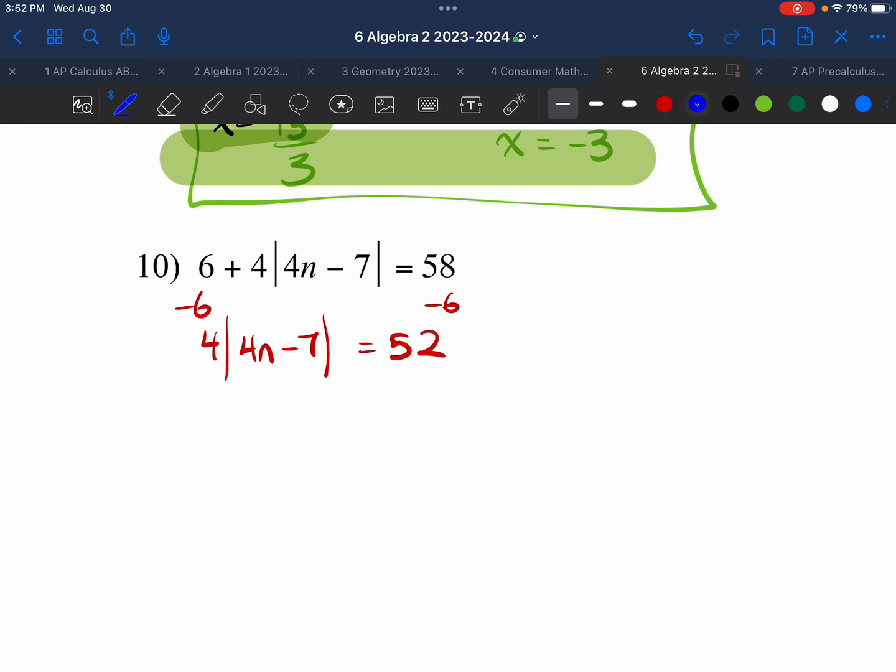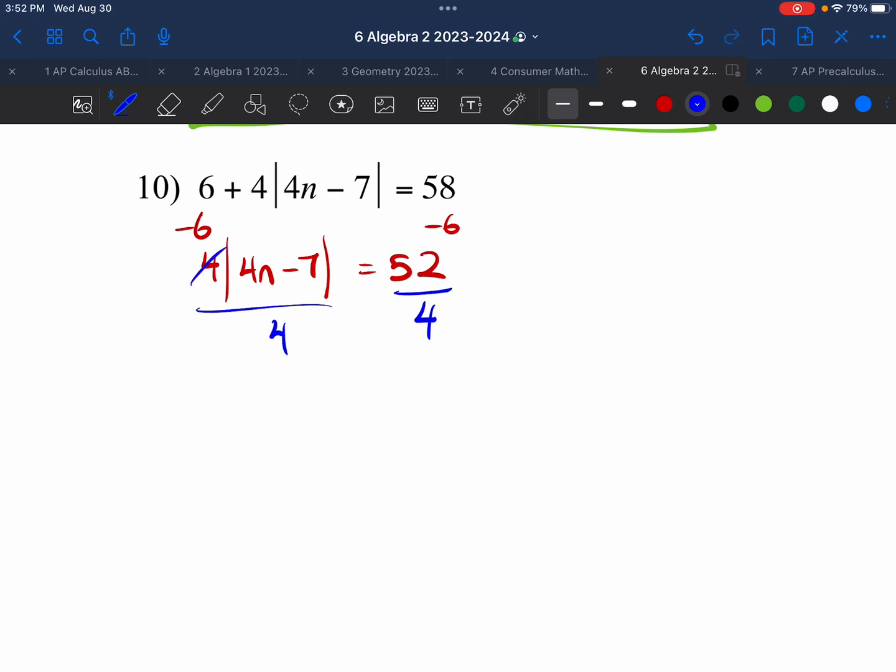From there, now I can get rid of the 4 by dividing both sides by 4. Just as a reminder, I didn't say it in the previous problems, but I should say it now. You can never distribute into an absolute value symbol. The only way to undo things is to use division. There is no distribution. All right, when I divide by 4, the 4 and 4 cancel, leaving me with just the absolute value of 4n minus 7 is equal to, what is that going to be? 52 divided by 4 is going to be 13.